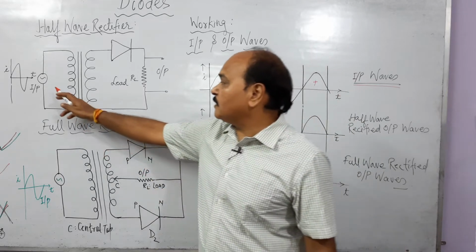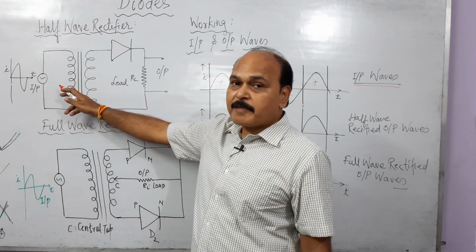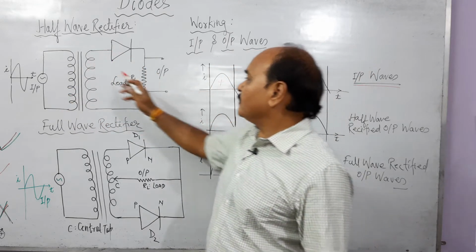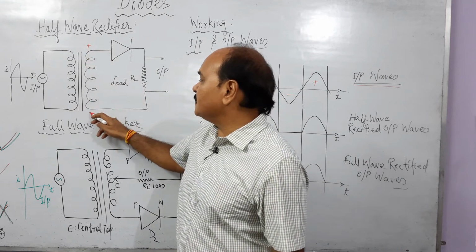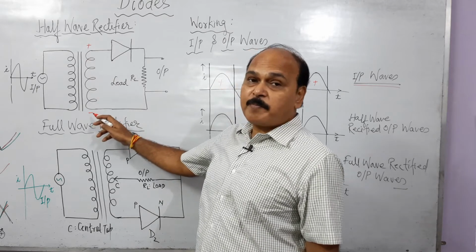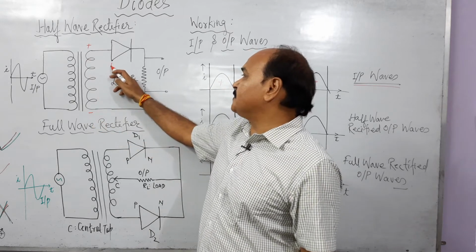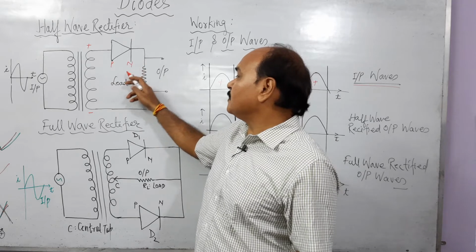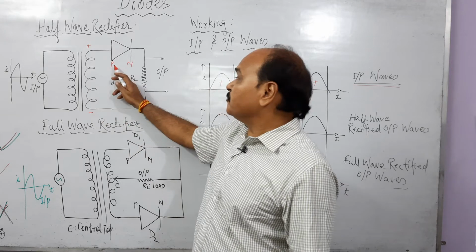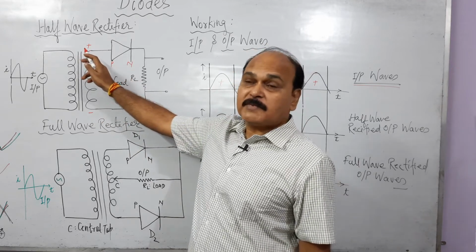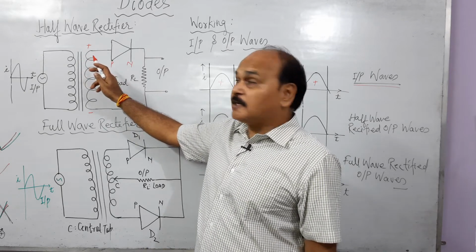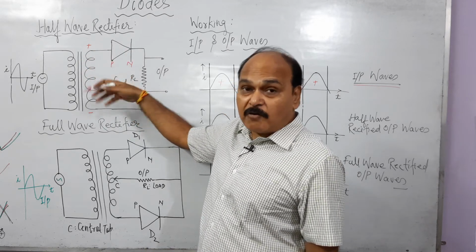So we have connected here what? An alternating source. Say in the first half, this end is positive and this end is negative. This end has positive polarity, this end has negative polarity. Then what will happen? This is P side of the diode, this is N side of the diode. In the first half, when this end is positive, this end is negative, what will happen? This P side of the diode is connected with positive in the first half. That means this diode is forward bias.